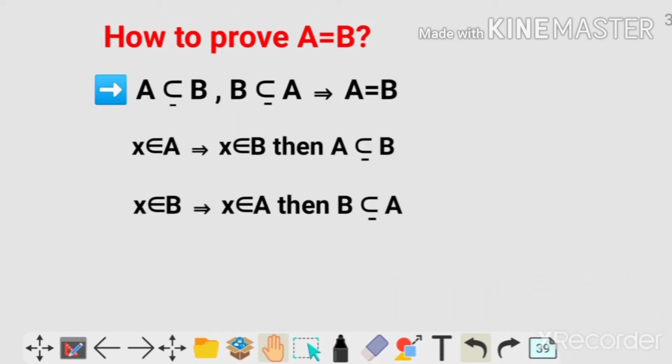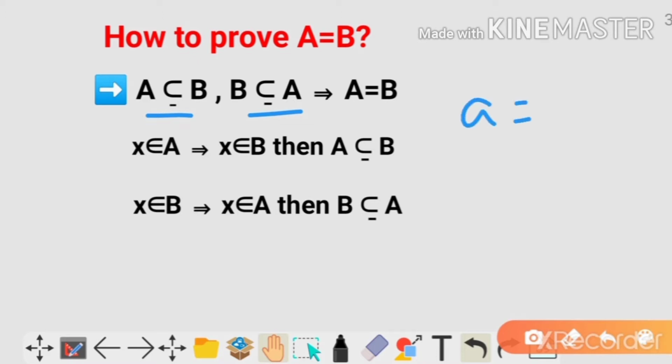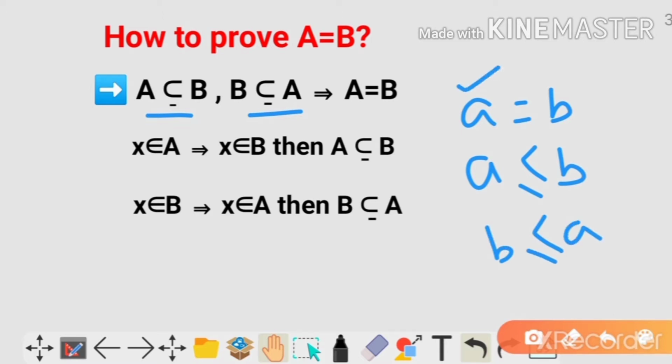Here we first need to know how to prove two sets equal. So here are two sets A and B, and I need to prove these two sets equal. So how do you do that? For this we need to prove that A subset of B and B subset of A, similar to the number system. If we need to show that A is equal to B, then we prove that A is less than or equal to B and B is less than or equal to A. Then only we can say that A is equal to B.